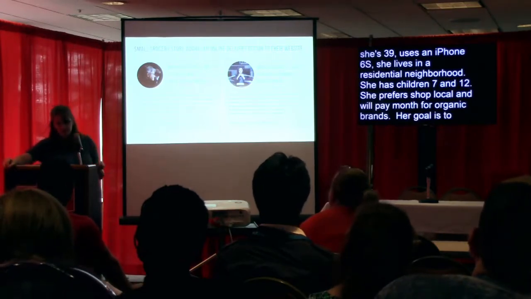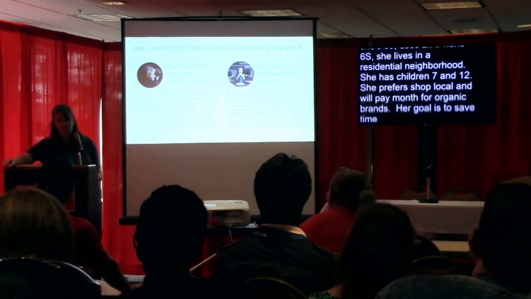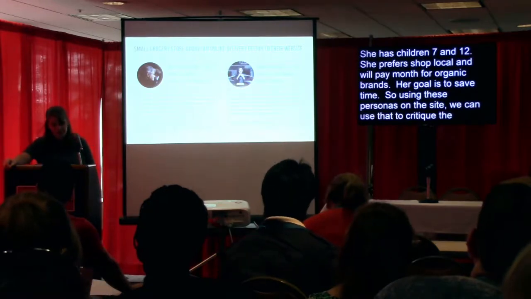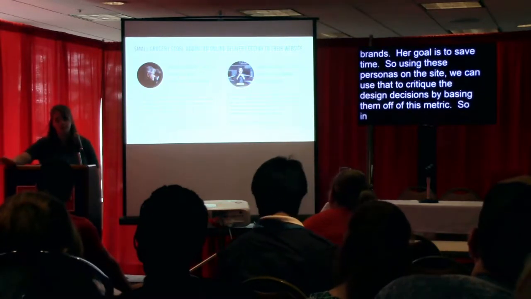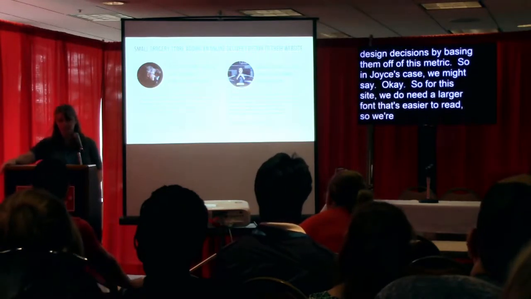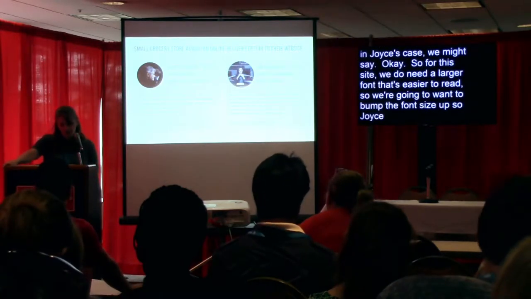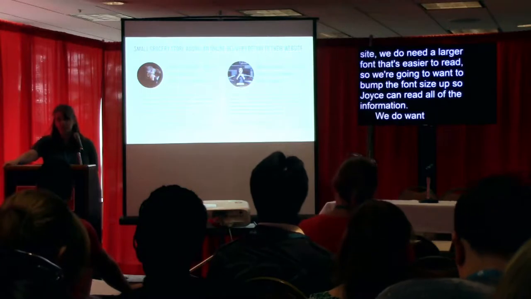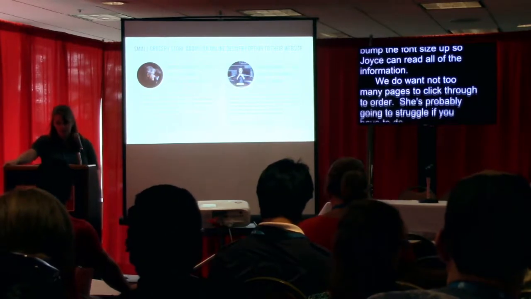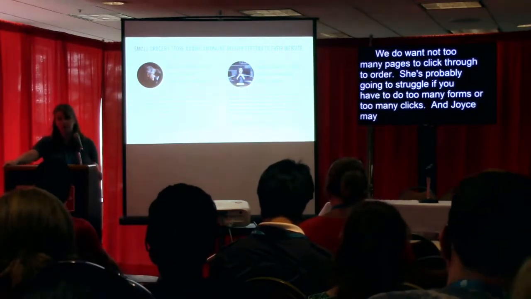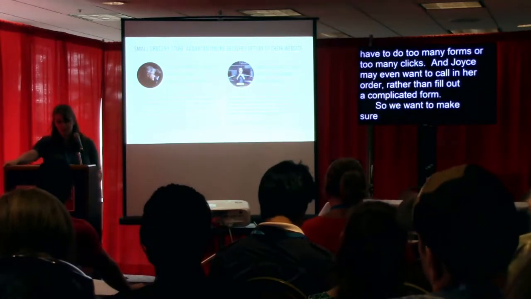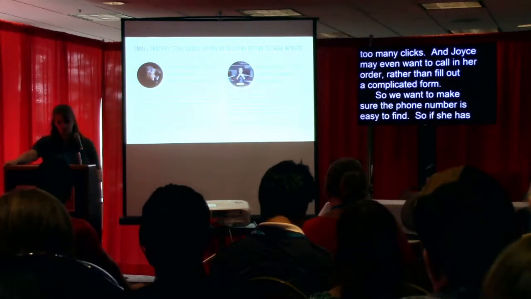So using these personas when we're working on the site, we can critique our design decisions by basing them against this metric. In Joyce's case, we might say, okay, for this site we're going to need a larger font that's easier to read. So we're going to want to bump the font size up so Joyce can read all of the information. We're going to want not too many pages to click through to order. She's probably going to struggle if you have too many forms or too many clicks. And Joyce may even want to call in her order rather than fill out a complicated form. So we want to make sure the phone number is easy to find, so if she has trouble, she can just call in her order.